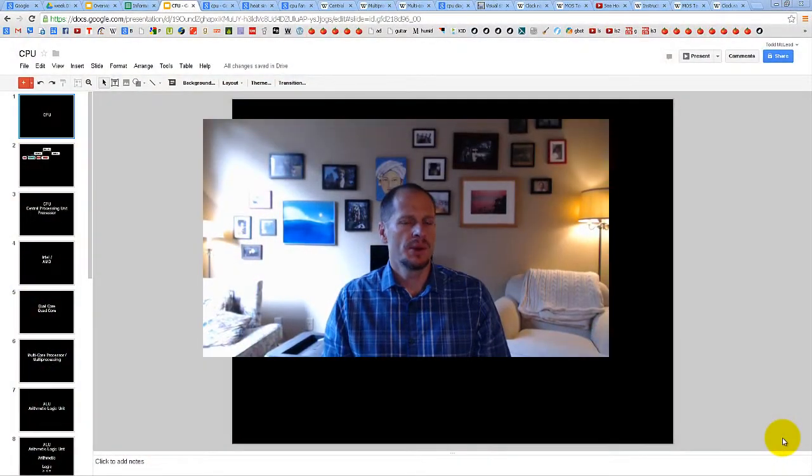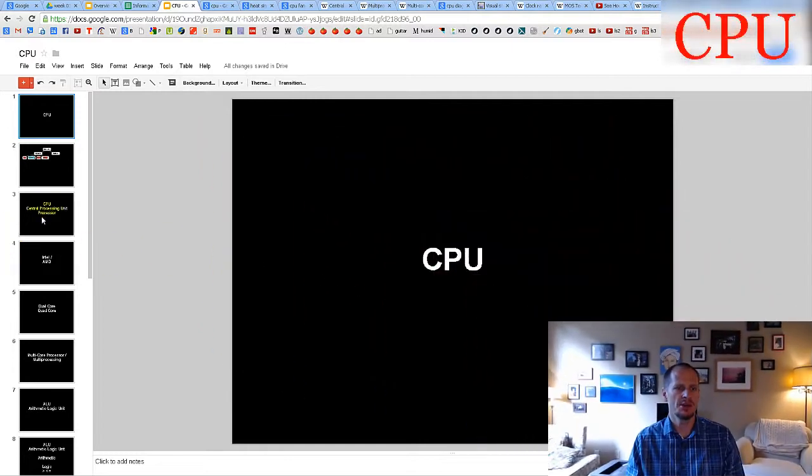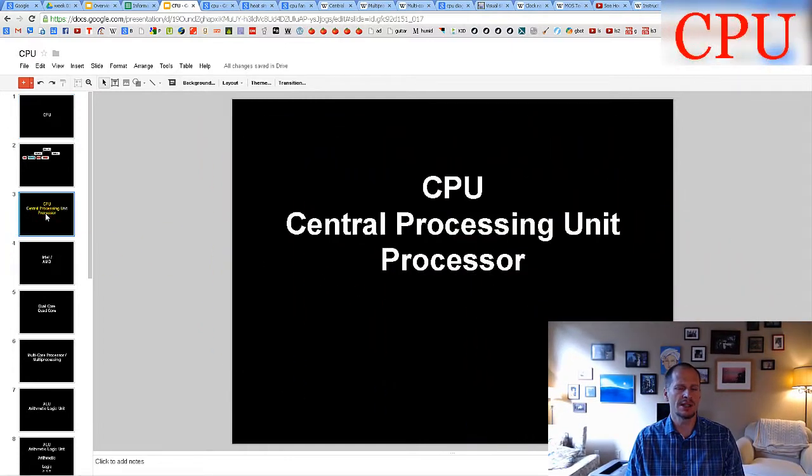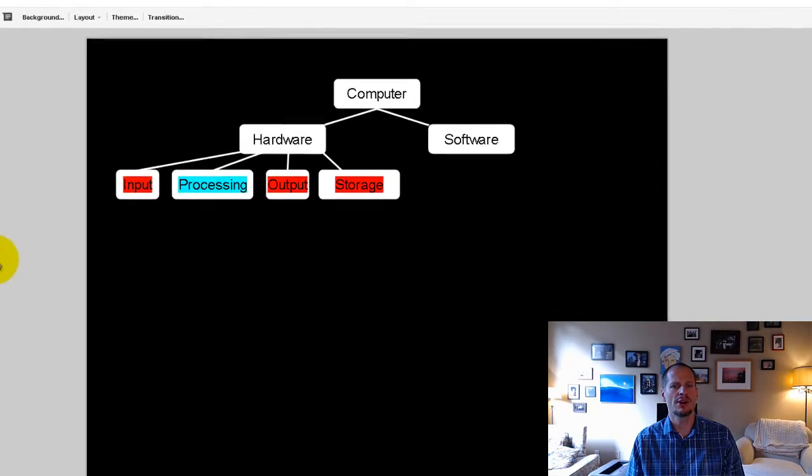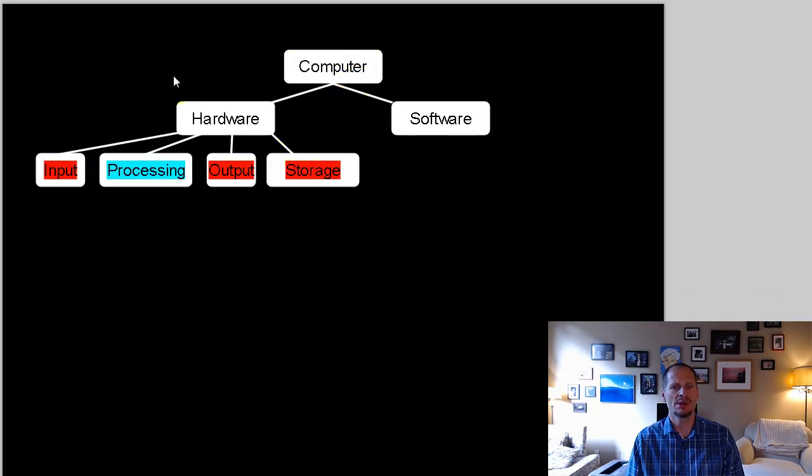In this video, we are going to learn about the CPU. The CPU can also be known as the central processing unit or the processor. What we've been learning so far is that a computer is really made up of hardware and software. These are the two main things. One of the ways we could categorize a computer is that it's a combination of hardware and software.